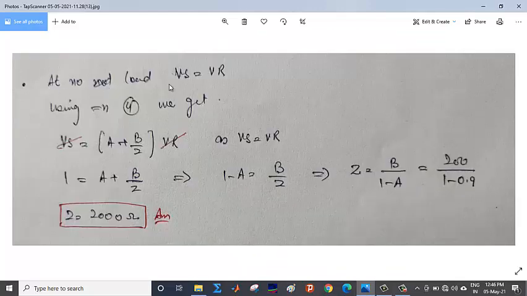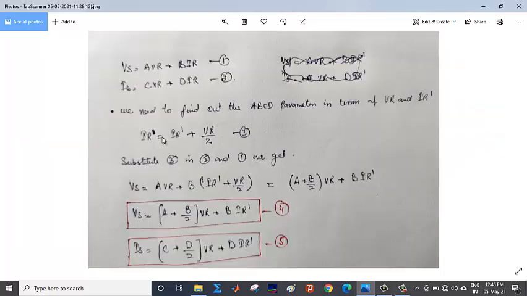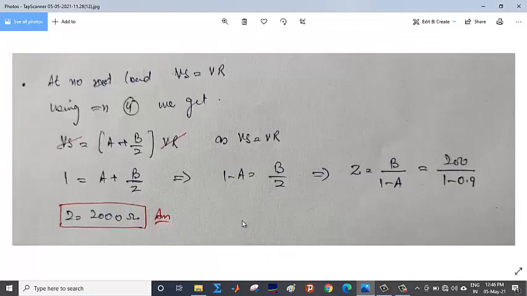So at no load, it is given that VS is equal to VR. So using equation 4, when VS is equal to VR at no load, that means IR dash has to be equal to 0. That means VS is equal to A plus B by Z into VR, because at no load IR is equal to 0. That is what I have written over here. And for VS equal to VR, this and this will cancel out. This will be 1 is equal to A plus B by Z. I repeat, its angle is 0. This is also a real part.